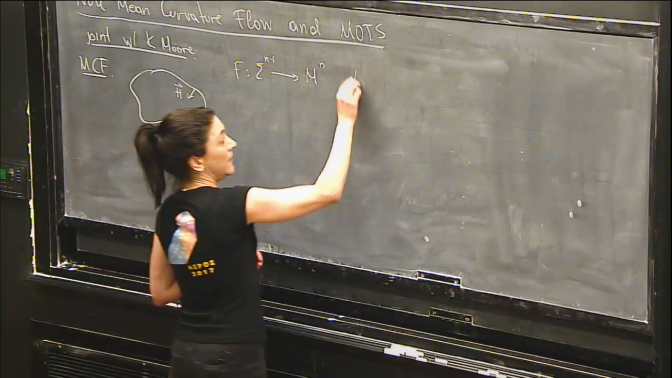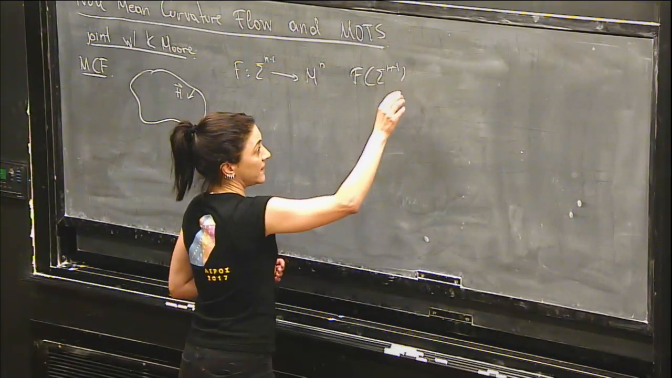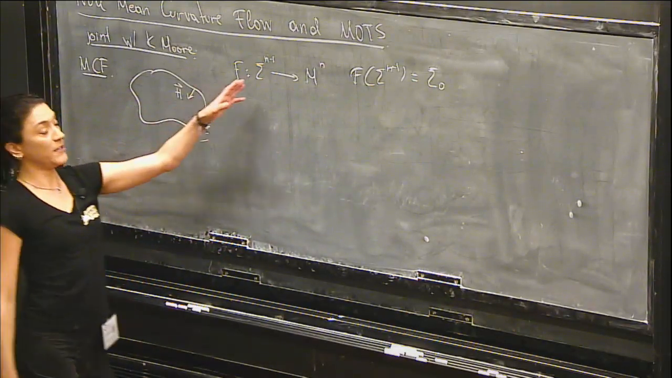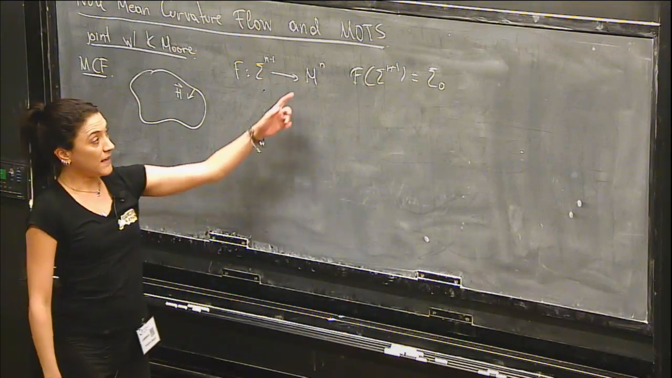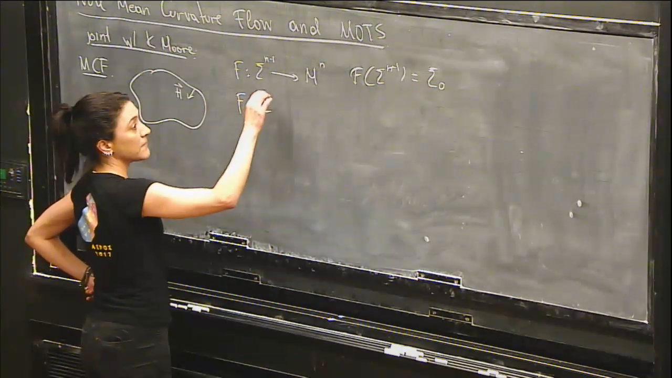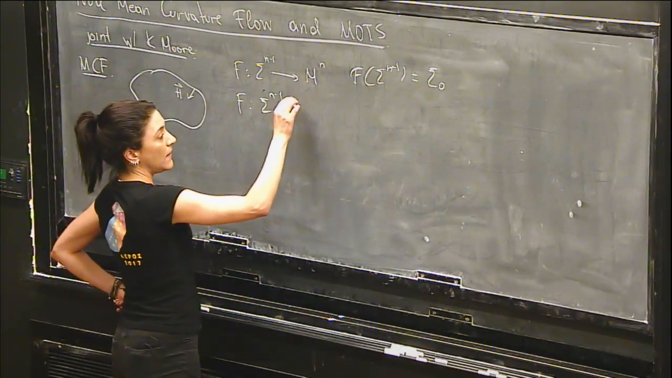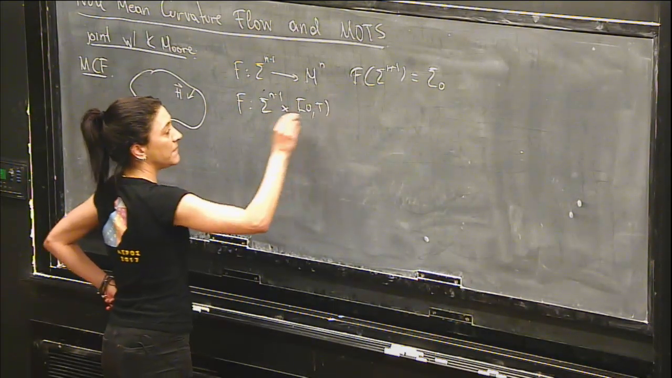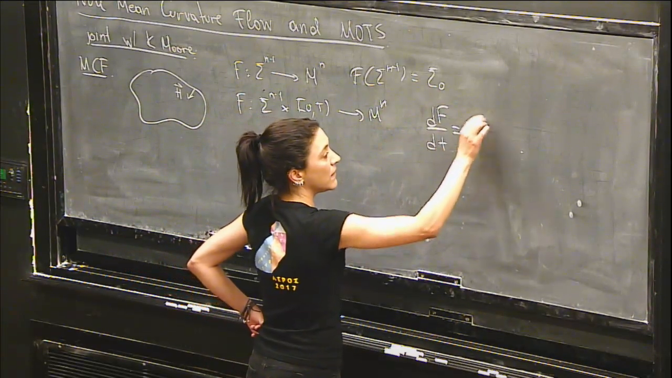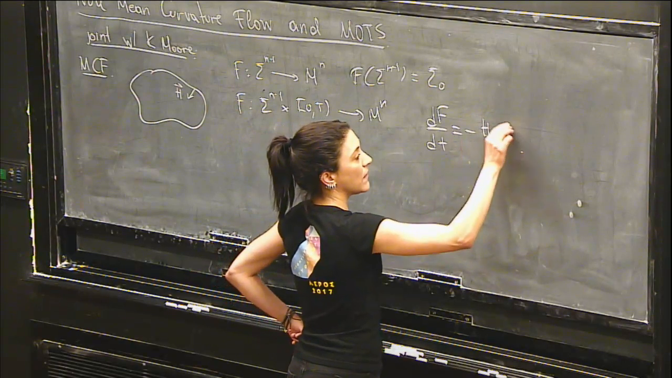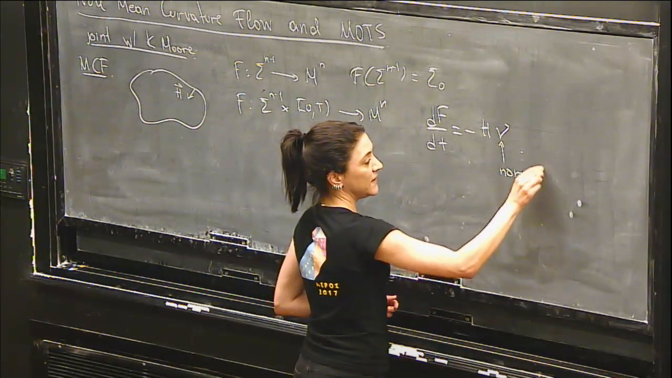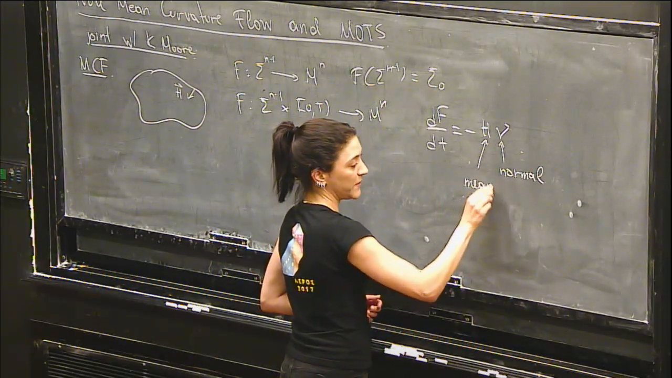So if I have an embedding or an immersion in general of a hypersurface in a manifold M, of an n minus 1 dimensional surface in an n dimensional manifold M, we say that this moves by mean curvature flow if we can write this. Okay, where this is the unit normal to the surface, and H is the scalar mean curvature.